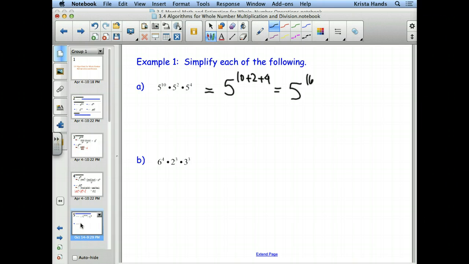Okay, that is one of the 2 distinctive ways to do this. So Kinsey says she would change the 6 to be 2 times 3. So this is 2 times 3 to the 4th power, right? And I still have a 2 to the 3rd and a 3 to the 3rd going on. Now what?